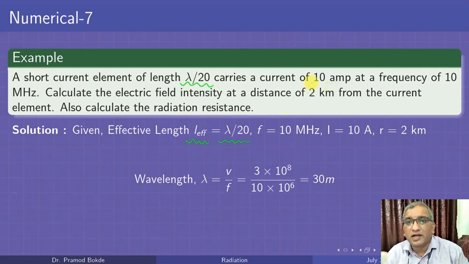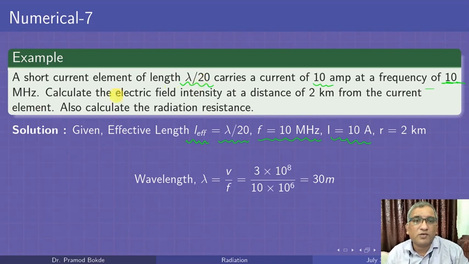Then it carries a current of 10 ampere. The 10 ampere current is given, and always this current is called the RMS current, or also the effective current, right? At a frequency of 10 megahertz, the frequency is given to you. I will collect the frequency data here. The frequency is equal to 10 megahertz. And I have already told you that whenever the frequency is given to you, first you need to convert that frequency into the wavelength, because in radiation numericals you will require the lambda, right? So you need to convert the frequency into the lambda.